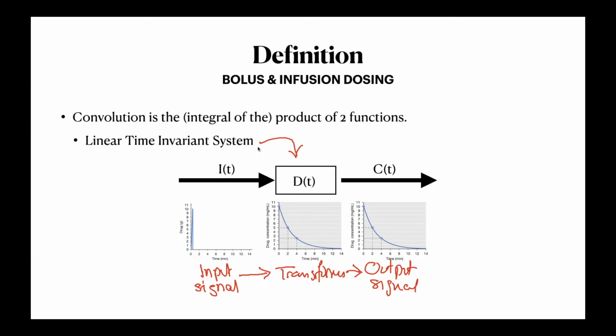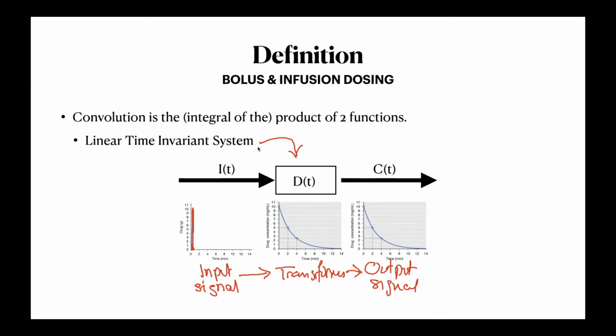If we look at the input signal, I've just said that this is a bolus dose, which is where you head up quickly and then after that you go down. By giving a bolus dose at time 0, you've got the disposition of the drug, which looks like an exponential decay function, and then the output is an exponential decay function.